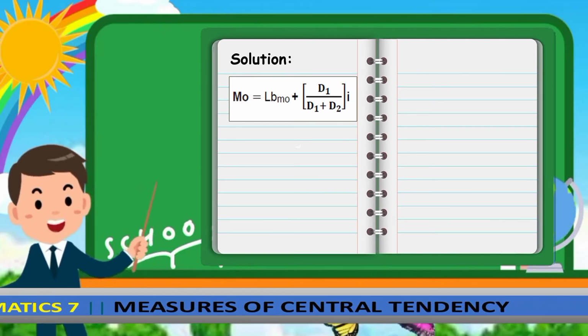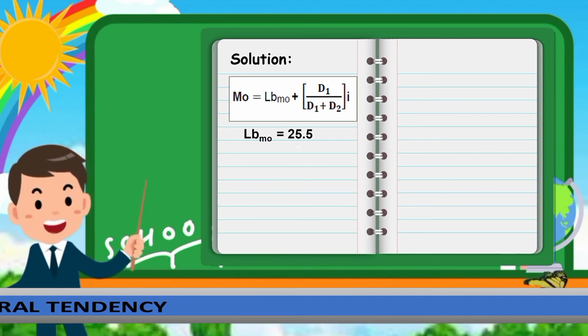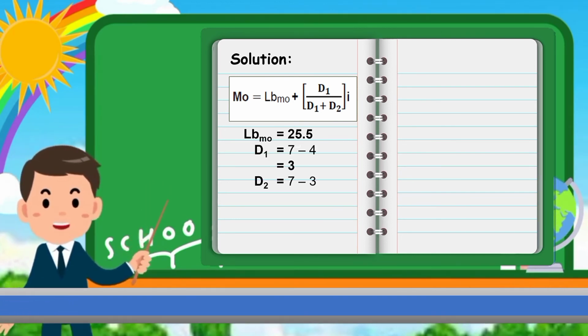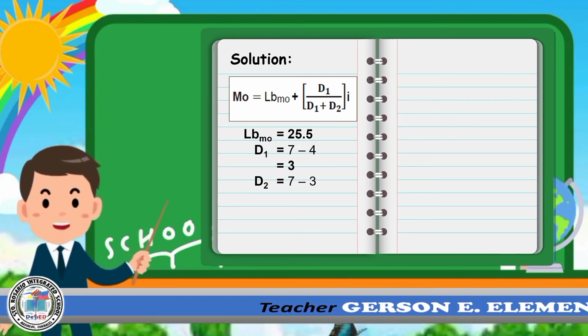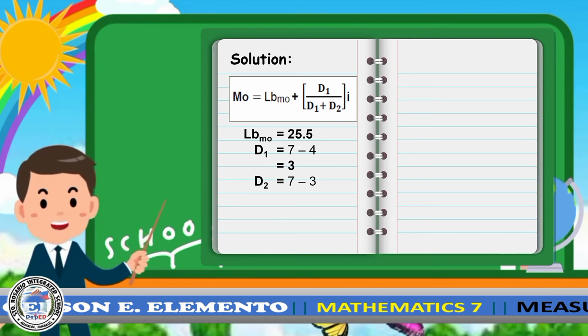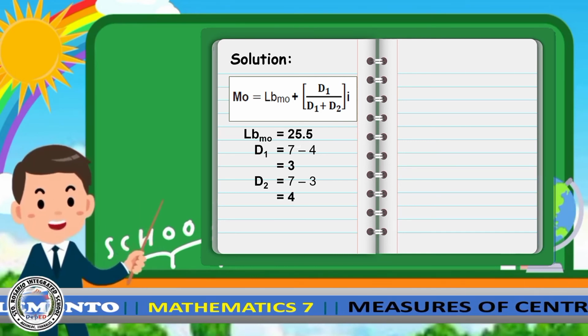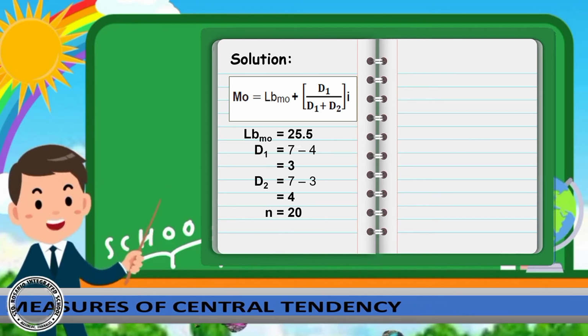We have the given lower boundary of the modal class equals 25.5. D sub 1 equals 7 minus 4, so D sub 1 equals 3. D sub 2, 7 minus 3, so D sub 2 is equal to 4, and n is equivalent to 20, while I is 5.